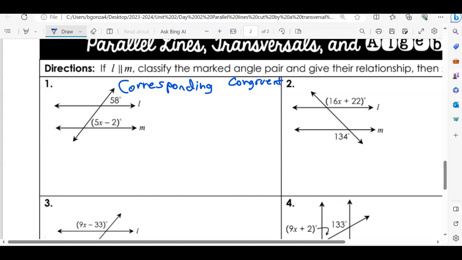Is this acute or obtuse? Acute. Is this acute or obtuse? They're both acute. They're matching. So if they're matching, you're going to set them equal. Okay?